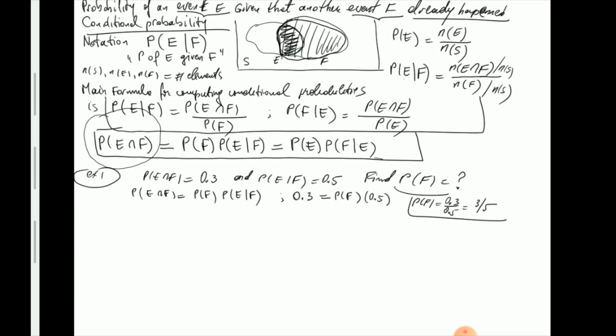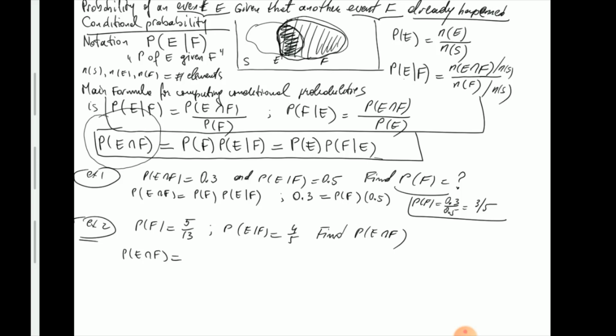Here's another one. Let's say P of F is equal to 5 over 13. P of E given F is equal to 4 over 5. And let's say we need to find the probability of E and F. Once again, it's a direct application of this formula. You can write again the formula. That's P of F, P of E given F.